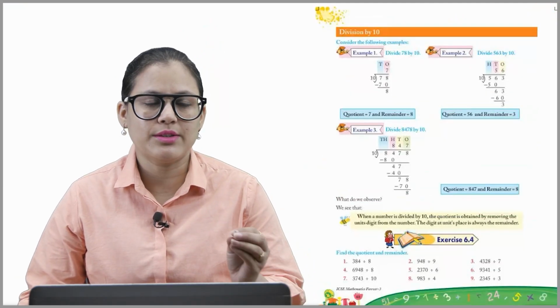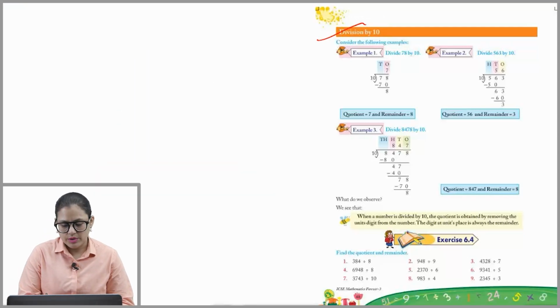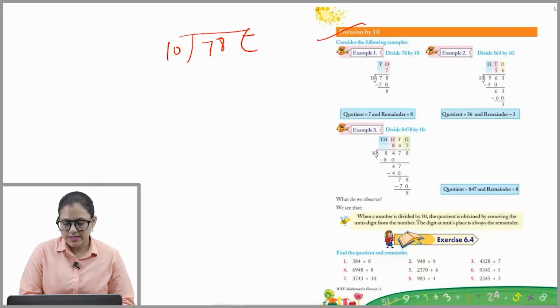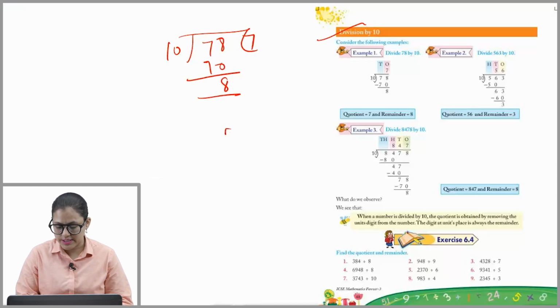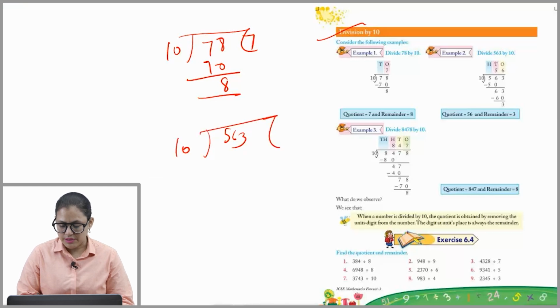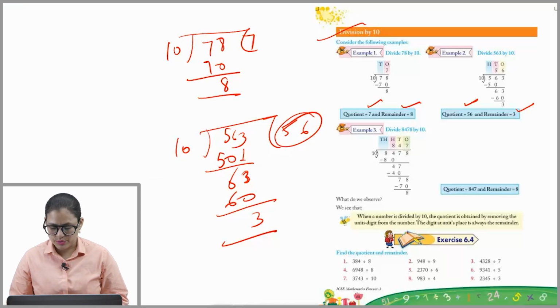Now let's do division by 10. Consider the following examples. Divide 78 by 10. Let's divide it. 10 sevens are 70. 8 is the remainder. And if you divide 563 by 10, what will you get? 10 fives are 50, then 6 remainder, you bring down 6. 10 sixes, bring down 3. 10 sixes are 60 and 3 is the remainder. So here the quotient is 7 and 8 is the remainder. In this question, the quotient is 56 and the remainder is 3. And in example 7 also, if you check this, the quotient is 847 and the remainder is 8.